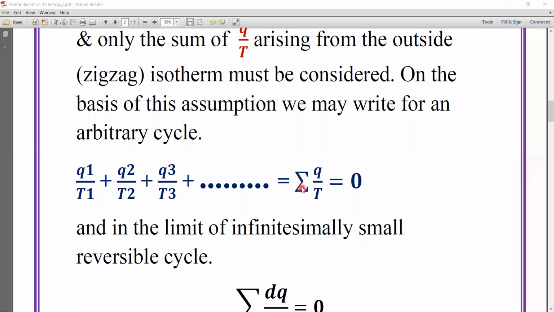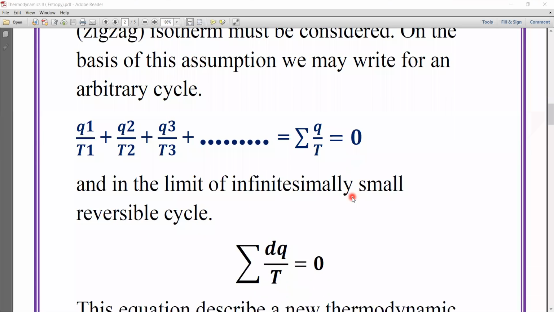Those who know maths know this symbol well. Summation of Q upon T. Instead of writing Q1 upon T1 plus Q2 upon T2 plus Q3 upon T3 plus so on, you can write summation of Q upon T, and it is equal to 0. So summation Q upon T is equal to 0.